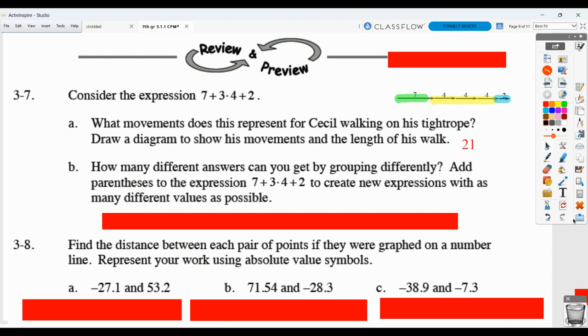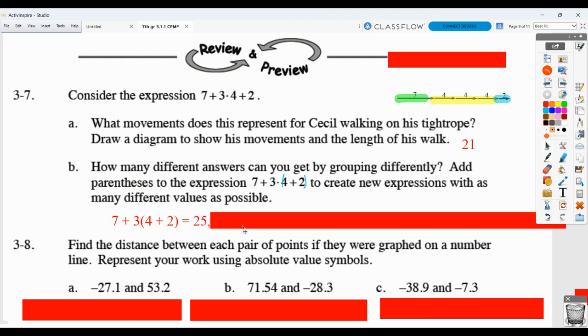How many different answers can you get by grouping differently? Add parentheses to this to create new expressions with as many different values as possible. So one possibility would be to put the 4 plus 2 in parentheses. Now, order of operations would tell you to do the 4 plus 2 first, which is 6, multiply by the 3, which is 18, and then add the 5. So, of course, it's going to give you 25.